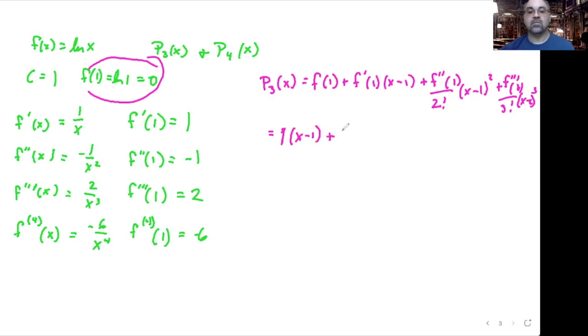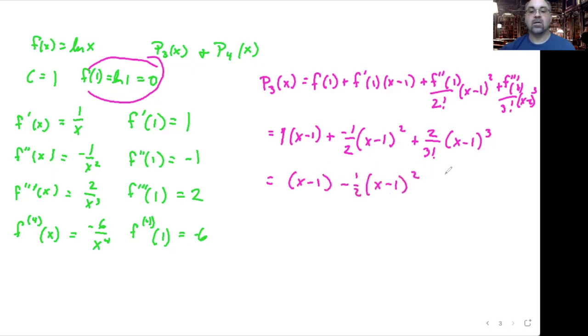Well, that's negative 1 over 2 factorial, which is 2 times (x minus 1) squared. Plus f triple prime. Well, that's 2 over 3 factorial. Now, 3 factorial is actually 6, so I'm going to reduce that down. And I'm going to get (x minus 1) minus 1/2 (x minus 1) squared plus 1/3 (x minus 1) cubed. And there is our third degree Taylor polynomial for natural log of x centered at the point (1, 0).